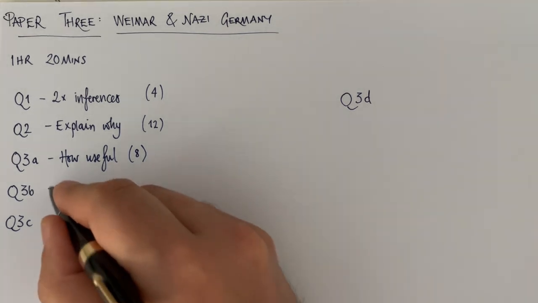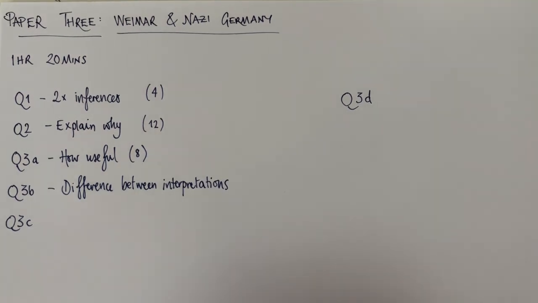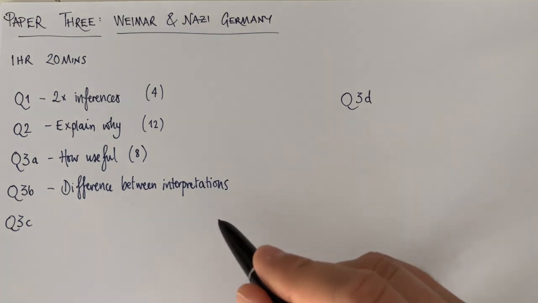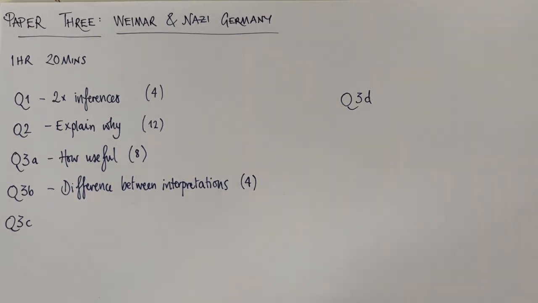Question 3B is difference between interpretations. Now this one is slightly different because you're going to need to highlight a key critical difference between the interpretations. Usually one of them is going to be overtly positive and one of them is going to be overtly negative in terms of their attitudes towards a given topic. Always worth reading through both and trying to work out which one is the positive and which one is the negative. You'll want to highlight key parts from the interpretations to illustrate how they are different.